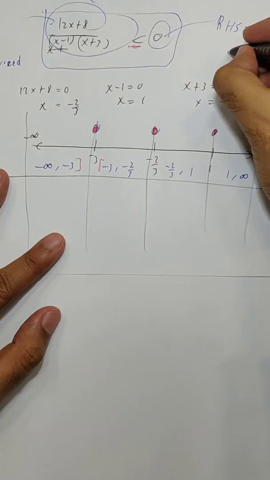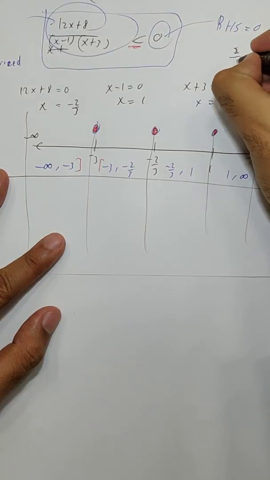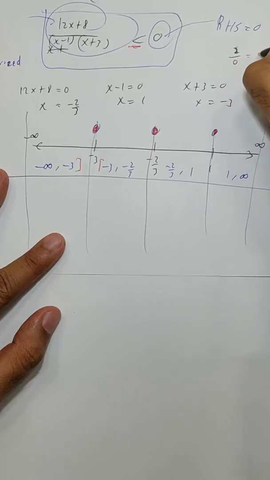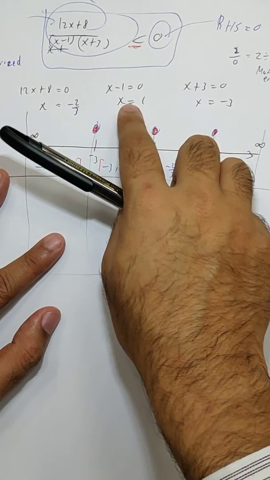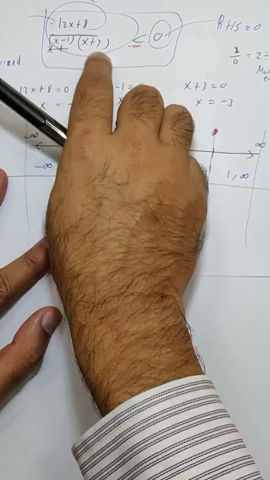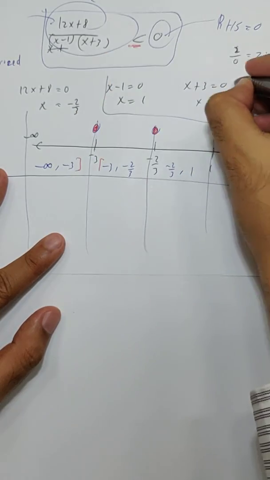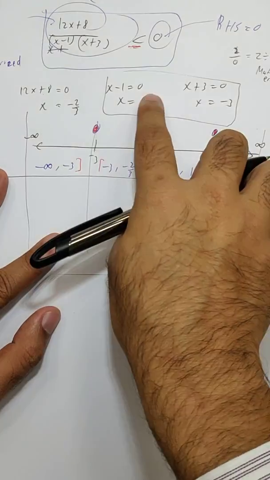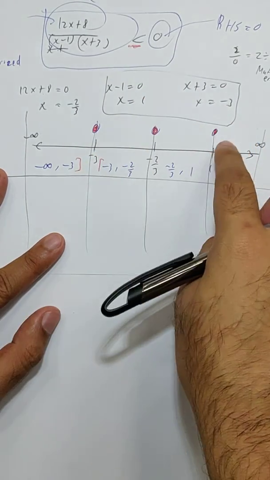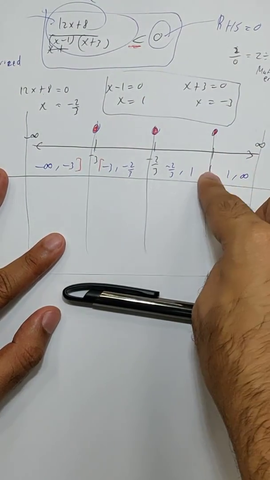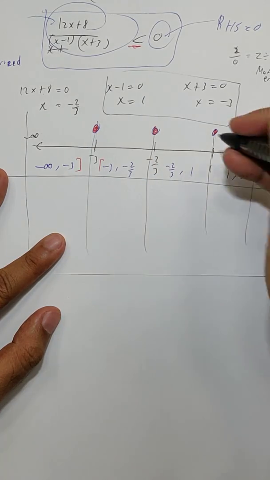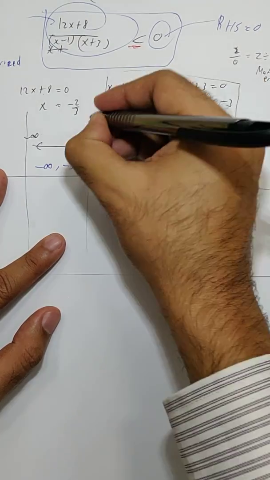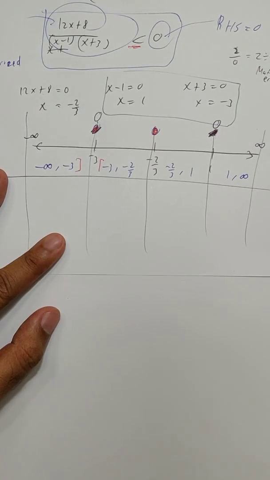Try and press into your calculator. Can you do 2 over 0? 2 divided by 0, you got yourself a maths error, right? So which one gives you a maths error? X minus 1 and x plus 3. So 1 and negative 3 here, 1 and negative 3 here. It cannot be a full dot, it must be a hollow dot. Understand?